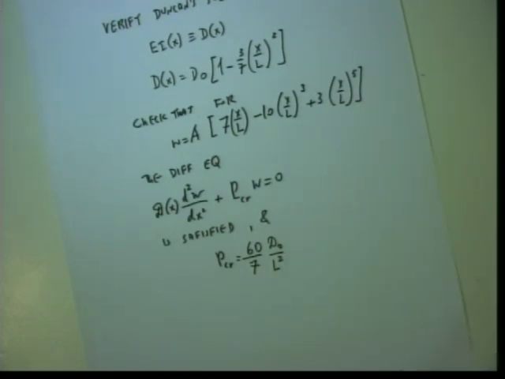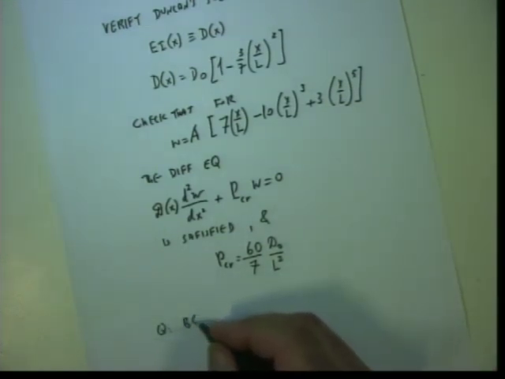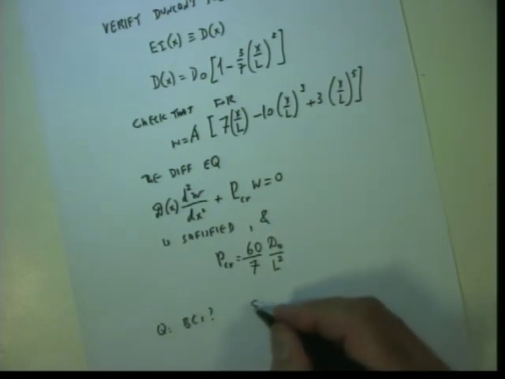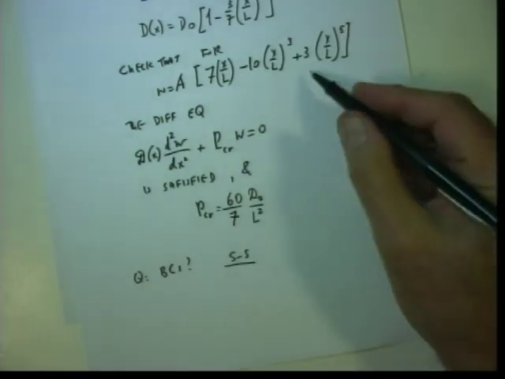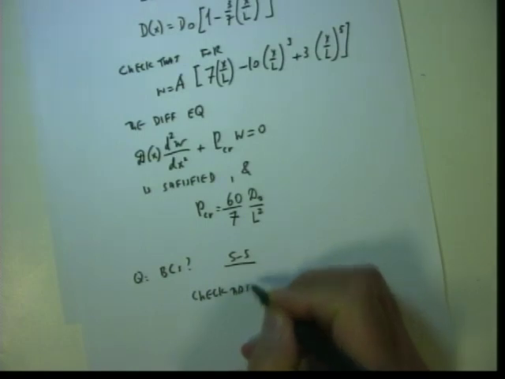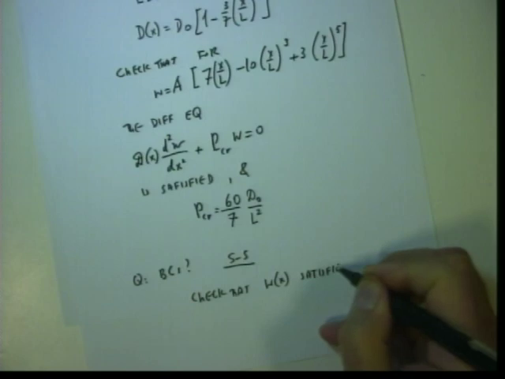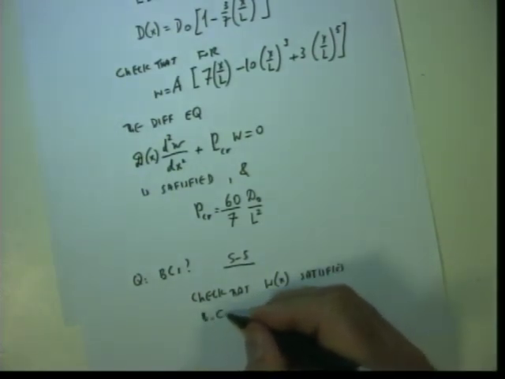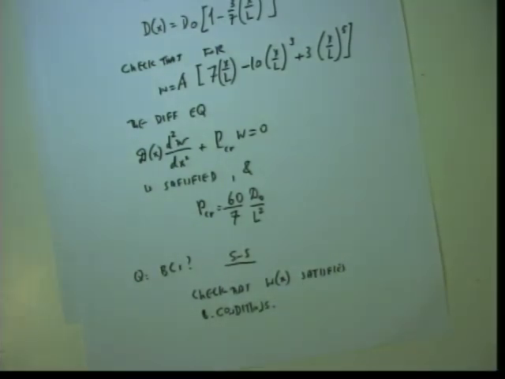What are the boundary conditions on this? Yeah, boundary conditions, very nice question. That is simply supported. You can check that W of x satisfies boundary conditions. Any questions? Now, this is a very beautiful solution.